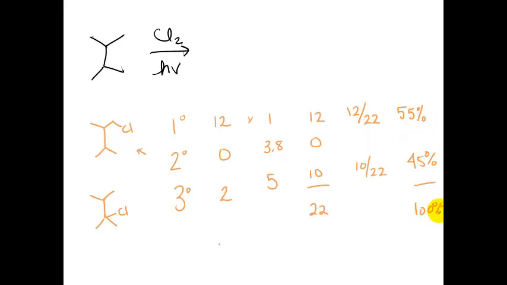On a test, I will give you these values for both chlorine and bromine, depending on what you need. But just recall quickly that the bromine are a little different, and they have values more like 1 for primary, 82 for secondary, and 1600 for tertiary. So there's a much larger difference between those.